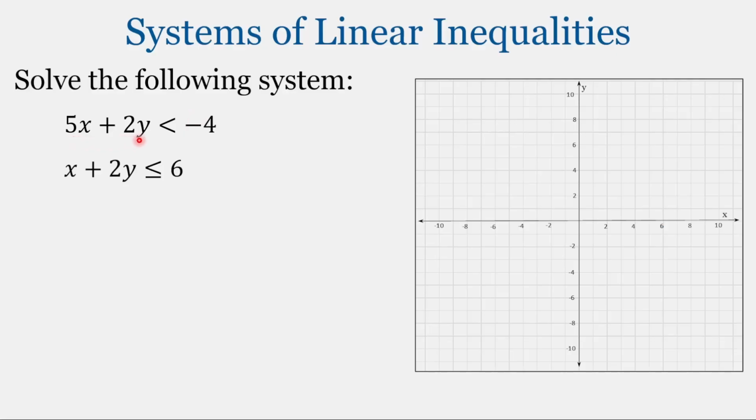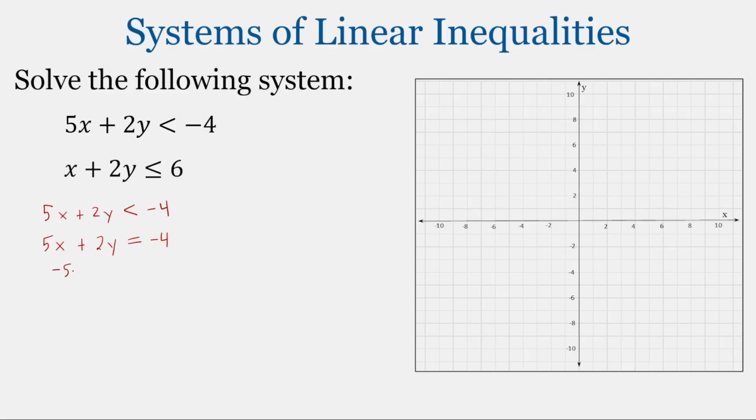Let's take a look at this first inequality. So we have 5x plus 2y less than negative 4. So the boundary line for this inequality is the equation. So we're going to replace that inequality sign with an equal sign. So this boundary line is currently written in standard form, and you can choose how you want to graph this equation. I'm going to graph it by first rewriting it in slope-intercept form.